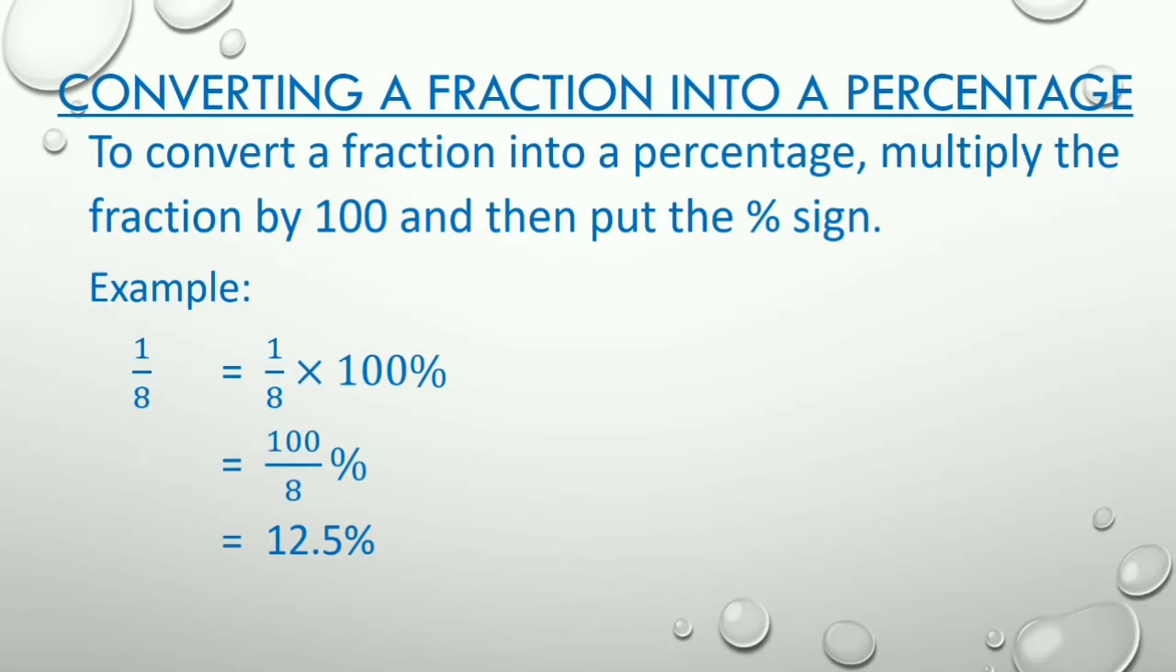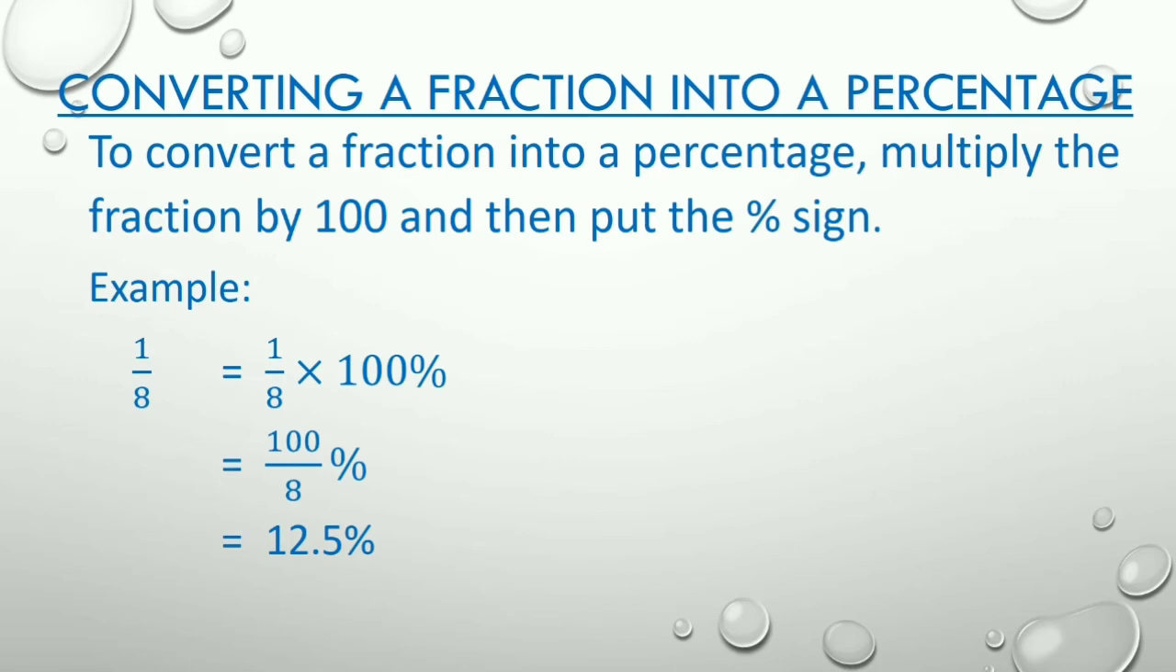Now we can see its reverse process, converting a fraction into a percentage. To convert a fraction into a percentage, multiply the fraction by 100 and then put the percent sign. In the previous procedure, we have seen that to convert a percentage into a fraction, we have to divide it by 100. Here we have to convert a fraction into a percentage, so we have to multiply the given fraction with 100, and of course the percentage should be written with the percent sign. Therefore we have to put the percent sign.